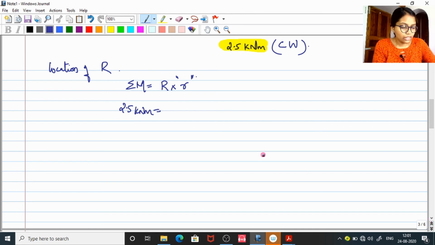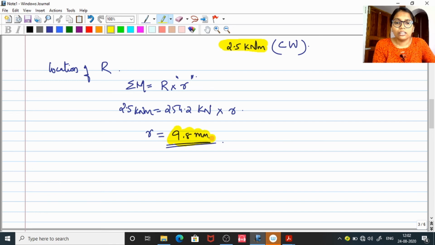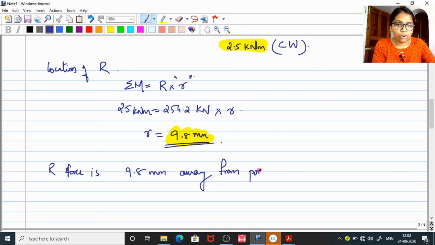254.2 kilonewton into R, and your R value is about 9.8 millimeter. So I think by this you can complete your answer, and you can conclude by writing this line: the resultant force is 9.8 millimeter away from point A.